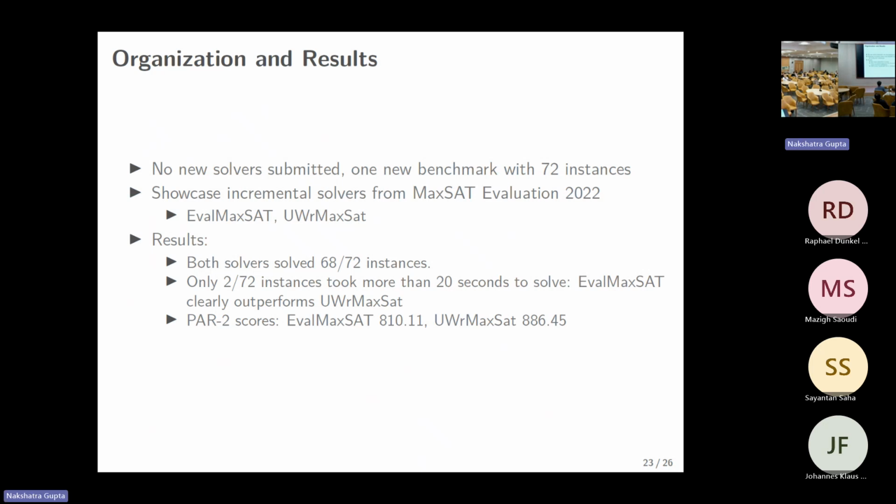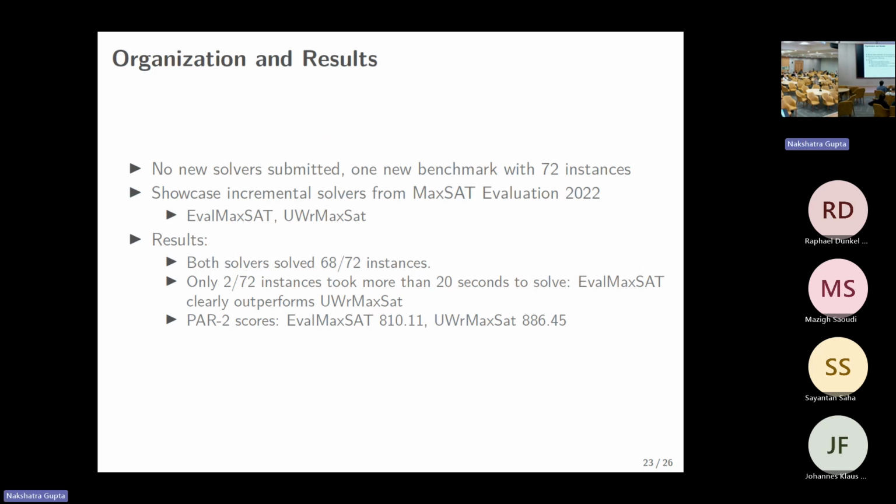Well, we took the EvalMaxSat and UBR that participated in the track a few years ago, on the new benchmark. I hear most of the instances were quite easy. You can see that only 2 out of the 72 took more than 20 seconds. And considering that this part 2 score is computed in terms of all runs, maybe you can figure out that the 2 were actually quite hard. So you spend 70 instances in under 20 seconds, 70 times 20, and then you compare that to that number, 800 something.